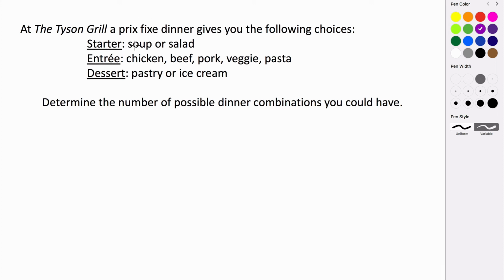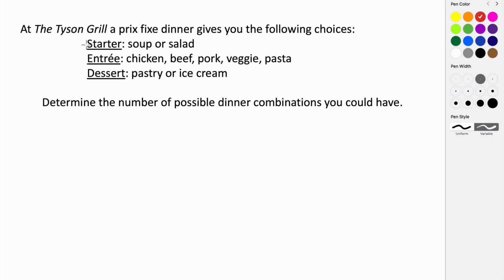So for a starter, you can get either a soup or a salad. For the entree, you can get chicken, beef, pork, veggie, or pasta. And then for dessert, you get the choice of either a pastry or an ice cream. So we want to figure out how many different possible dinner combinations could you have.